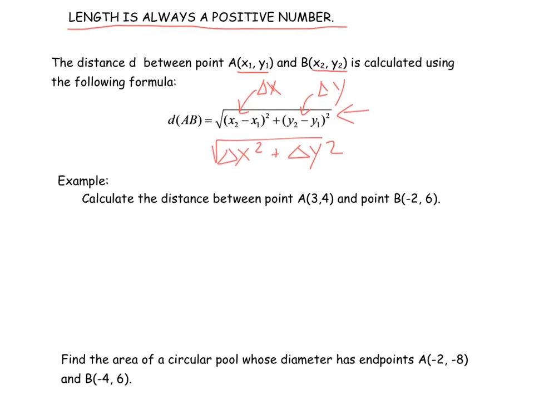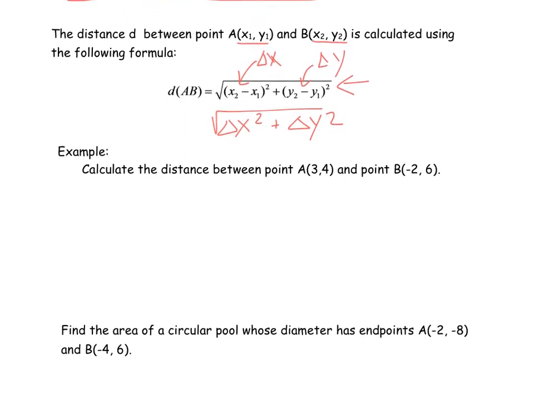So let's try an example. We're given 2 points, A and B, and we're asked to find the distance between the 2 points. Well, your first step should be to label them x1, y1, and x2, y2. It doesn't matter which one you label as 1 and which one you label as 2. All that's important is that whichever one is x1 also has to be y1. So I'm going to choose A to be x1, y1, and B to be x2, y2. It's a lot easier to label them first and then put them into the formula. You're less likely to make mistakes.